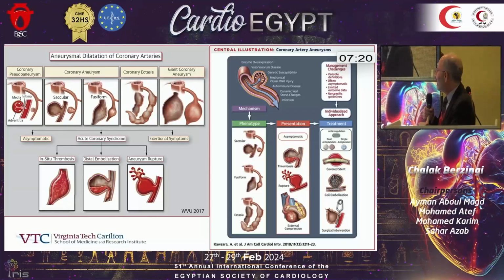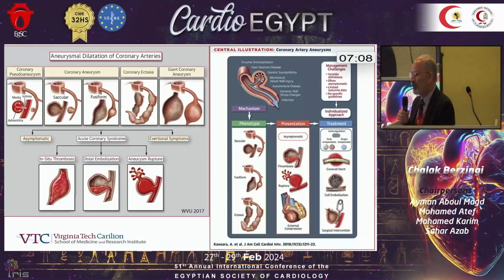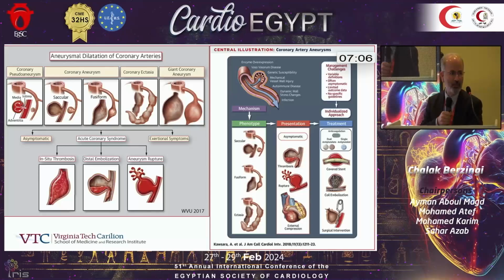There's adventitia. The muscular layer, when it undergoes inflammation, it weakens with a lot of metalloproteinases and other factors. It can be replaced with fibroblasts, myofibroblasts, which cannot tolerate the shear pressure that comes from the coronary arterial circulation, and over time can lead to various aspects. How do we manage these cases?